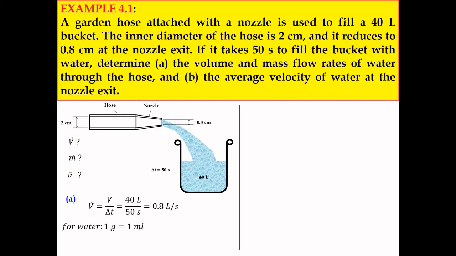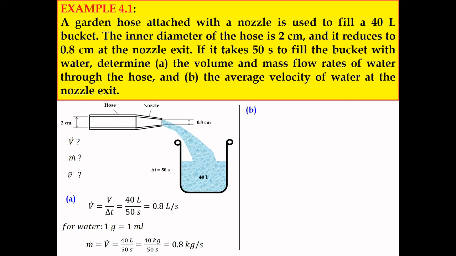For water, 1 gram of water is more or less equal to 1 milliliter. So for the mass flow rate, the value actually equals the volume flow rate. We have a volume flow rate of 0.8 liter per second, so we just equate the values because 1 gram of water equals 1 milliliter of water. So m dot equals 0.8 kilogram per second, where we just replace 40 liters with 40 kilograms. So 40 kilograms divided by 50 seconds equals 0.8 kilogram per second.